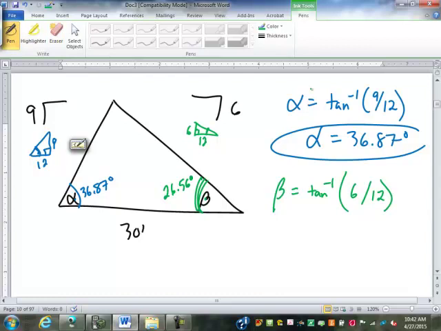6/12 is a common slope. 6/12, 5/12, 4/12 are angles that you should get used to. So 4/12 is 18.43, 5/12 is 22.6, 6/12 is 26.56. Good.